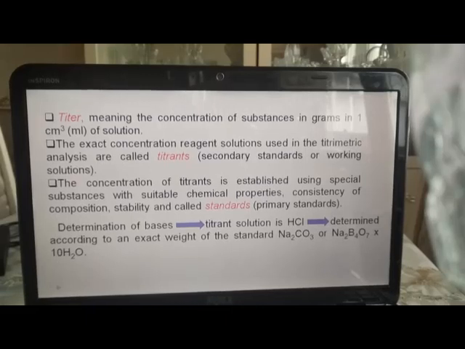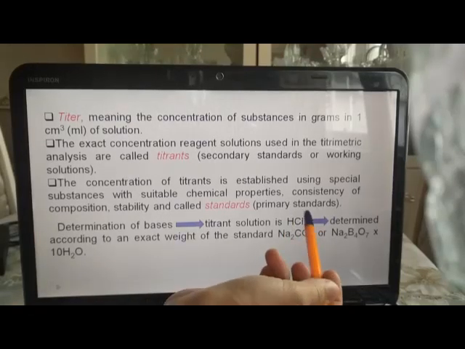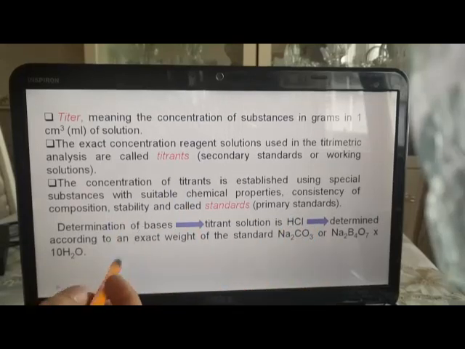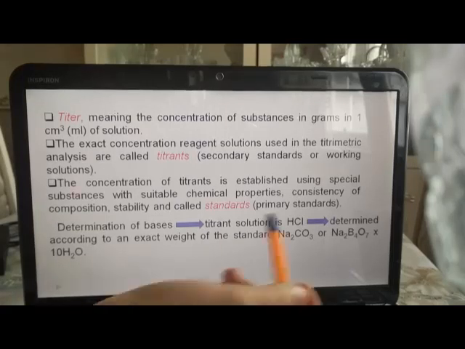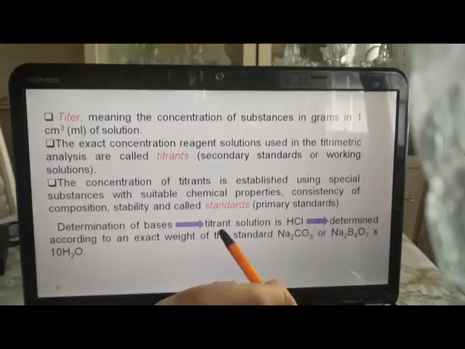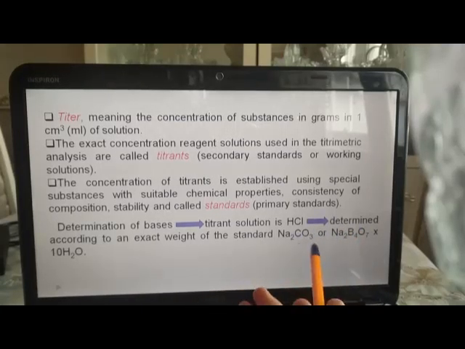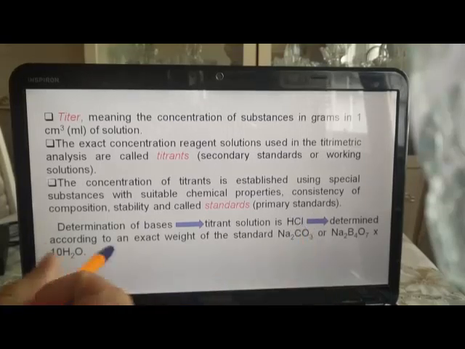Determination of bases. Titrant solution. For determination of bases, a hydrogen chloride solution is used as the titrant, and its concentration is determined according to an exact weight of a primary standard, sodium carbonate or sodium tetraborate. Sodium carbonate and sodium tetraborate are primary standard substances, which we use for determination of the exact concentration of the hydrogen chloride solution.